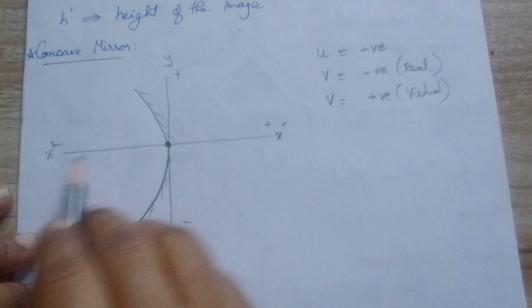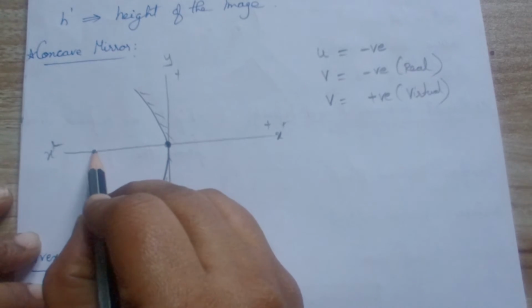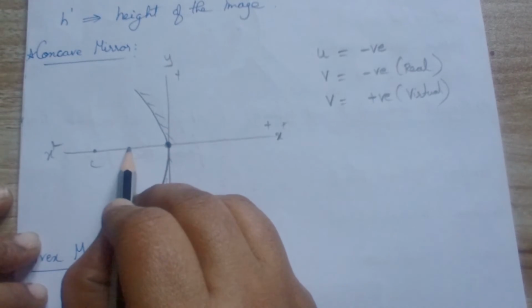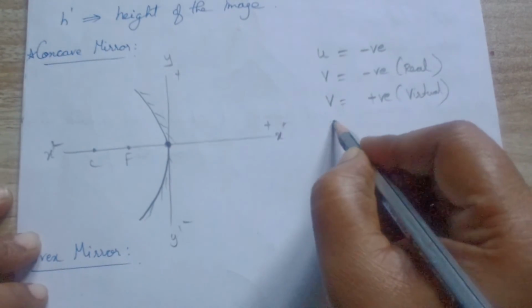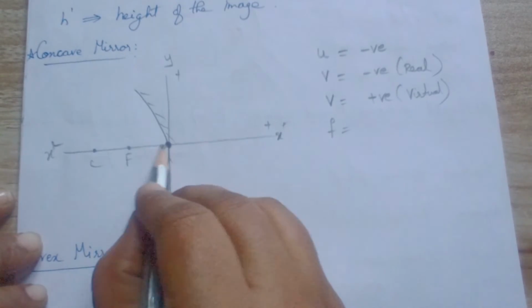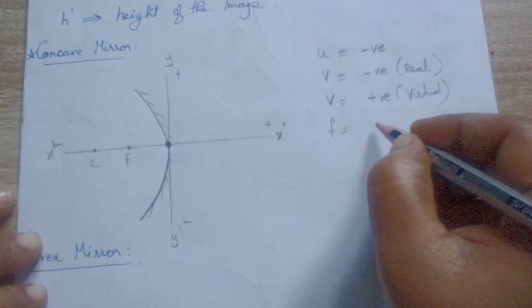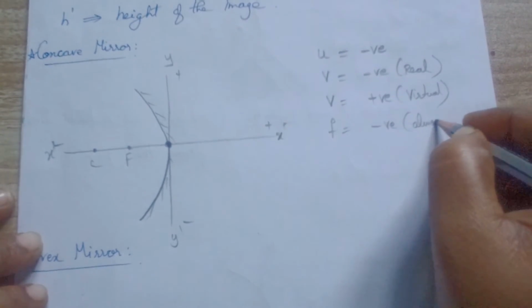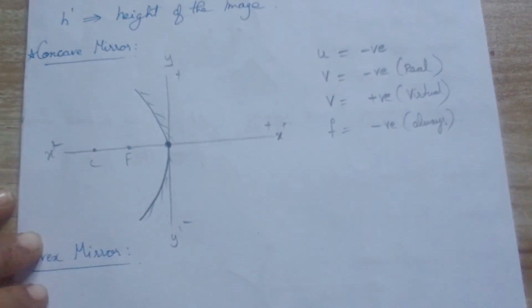Next, what will be the focus? Always your focus point is the center of the curvature. This will be your focal point. It always lies here. Then focal length will be what? Focal length f is always the distance between the pole and the focus point. So it is always negative. It's not going to change, right?